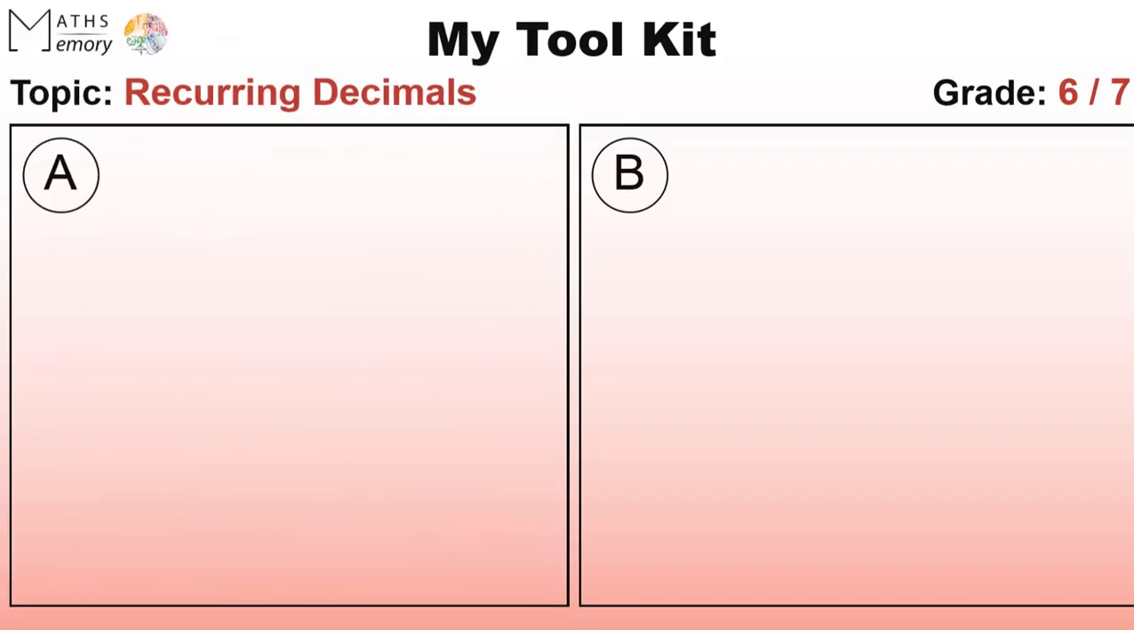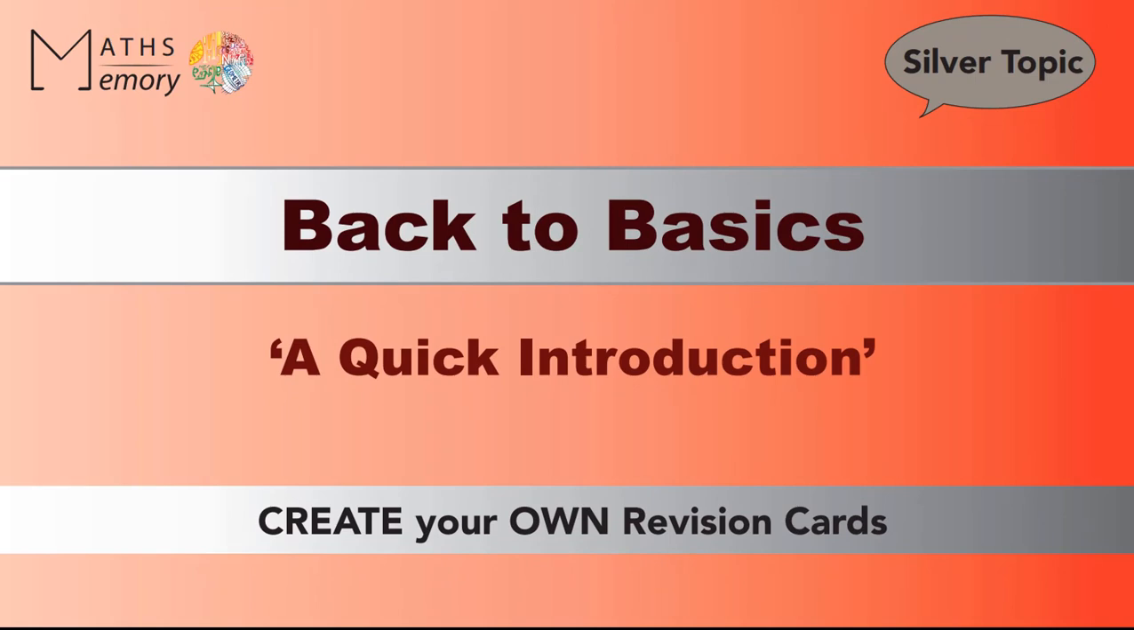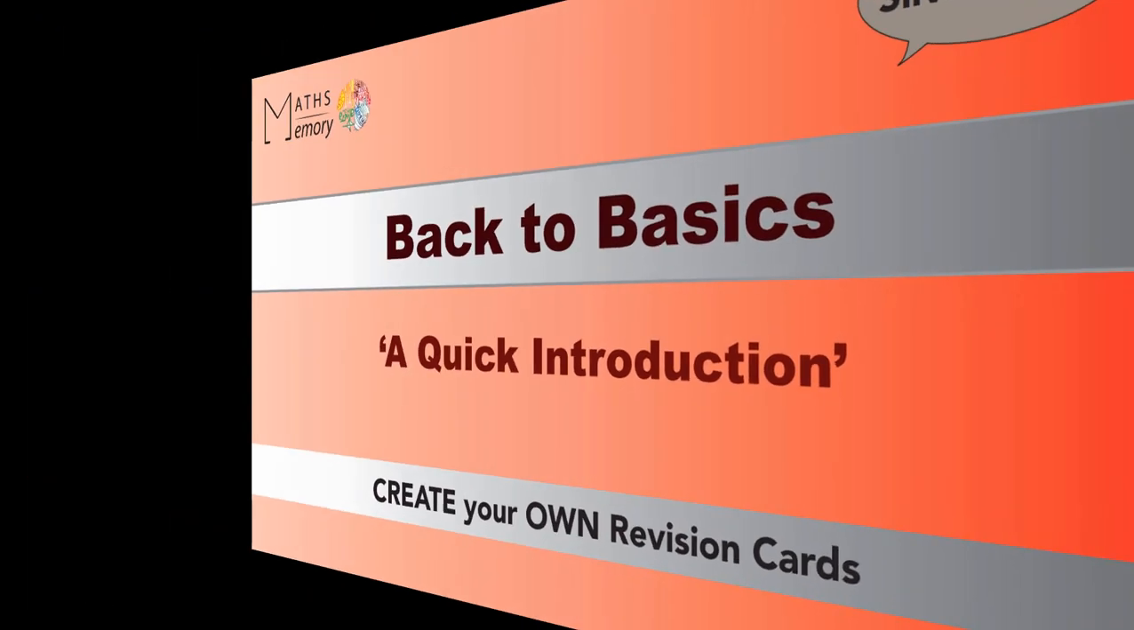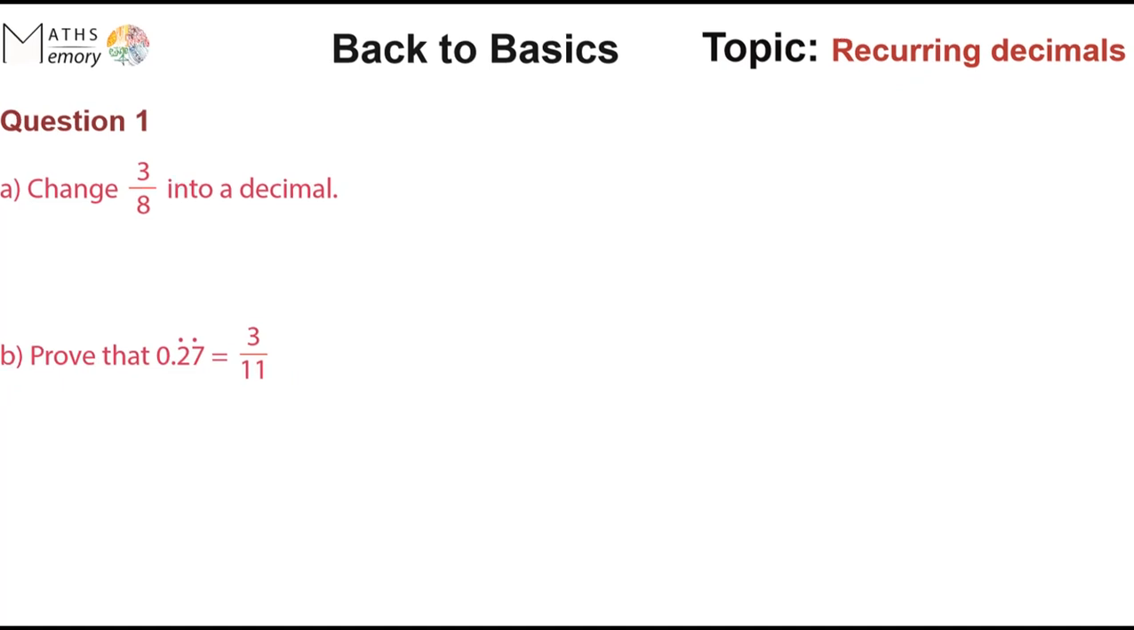So on the other side, let's create two separate sections, A and B. This is where you're going to create your favorite methodologies, important points for this topic. So let's get back to basics. Question 1, back to basics. Press pause, write parts A and B down, and press play when you're ready.